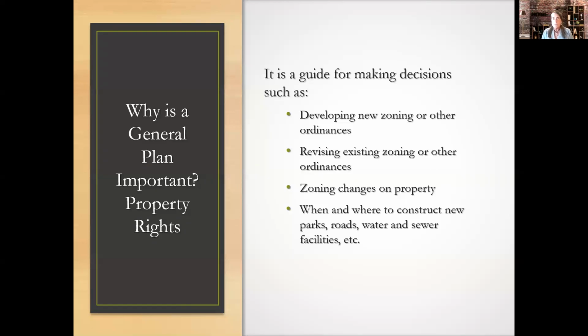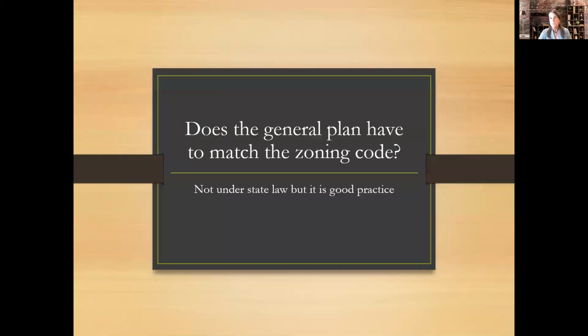Zoning changes on property, often the general plan will help you understand whether those make sense within your plan for the community. So it's an overarching vision, but it has importance and significance when we actually get to the building stage. Does the general plan have to meet the zoning?